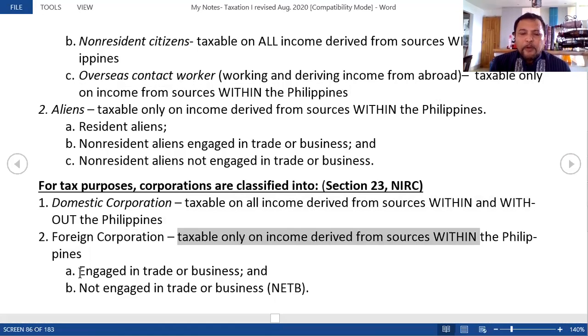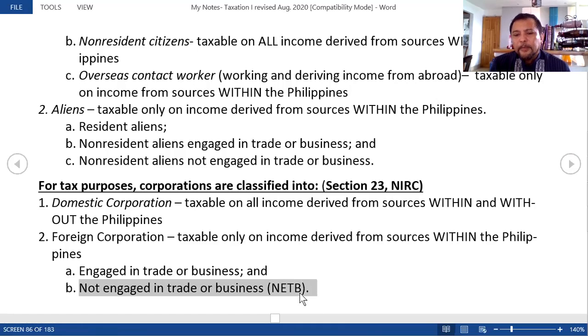So there are two types of foreign corporation. One engaged in trade or business, and one not engaged in trade or business, or NETV. NETV, and this one engaged in trade or business, so ETV.